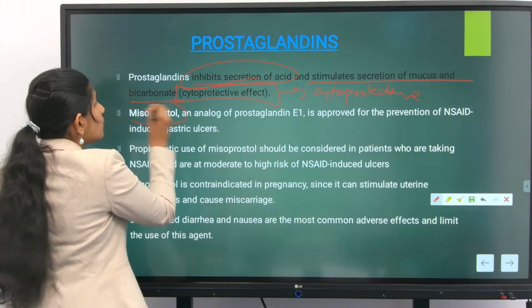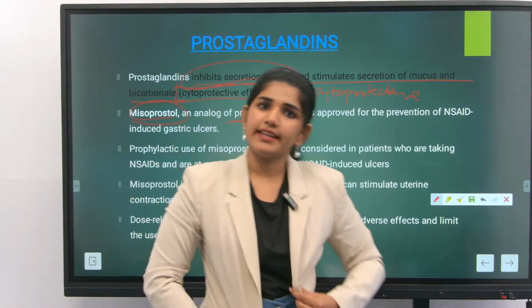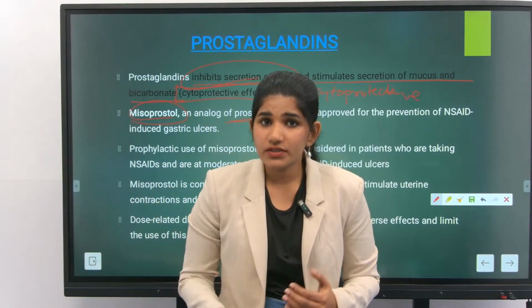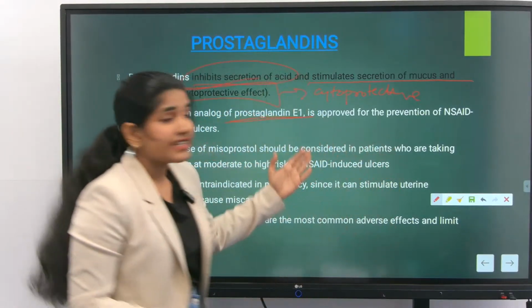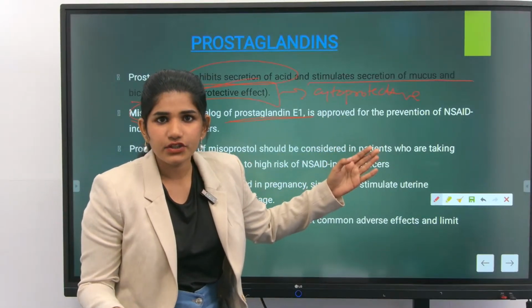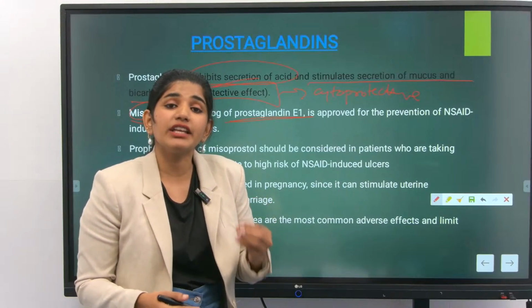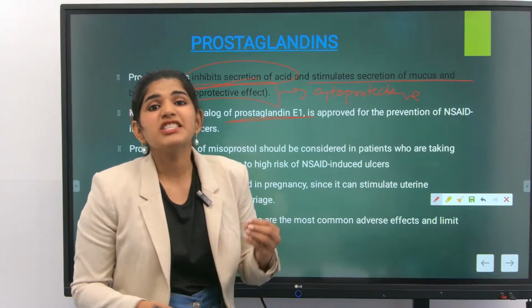And misoprostol. Misoprostol is a prostaglandin analog. What is misoprostol? It's a PGE1 analog. So this can be given especially in NSAID-associated ulcers and conditions. We can give it as a prophylaxis to prevent this particular thing. As a prophylaxis, we can go for the misoprostol.